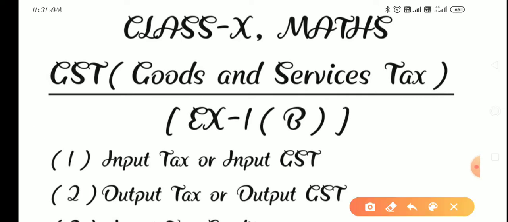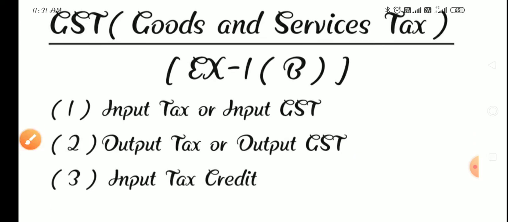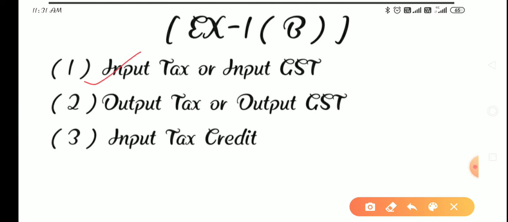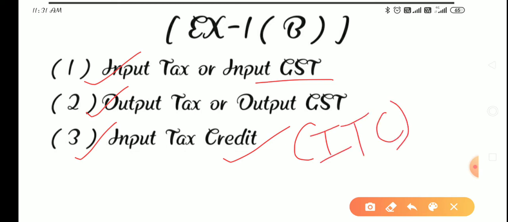Today in this video I am going to explain exercise 1B of GST. In this exercise you are going to study input tax or input credit. Second point, output tax or output GST. And third point is input tax credit, in short ITC.